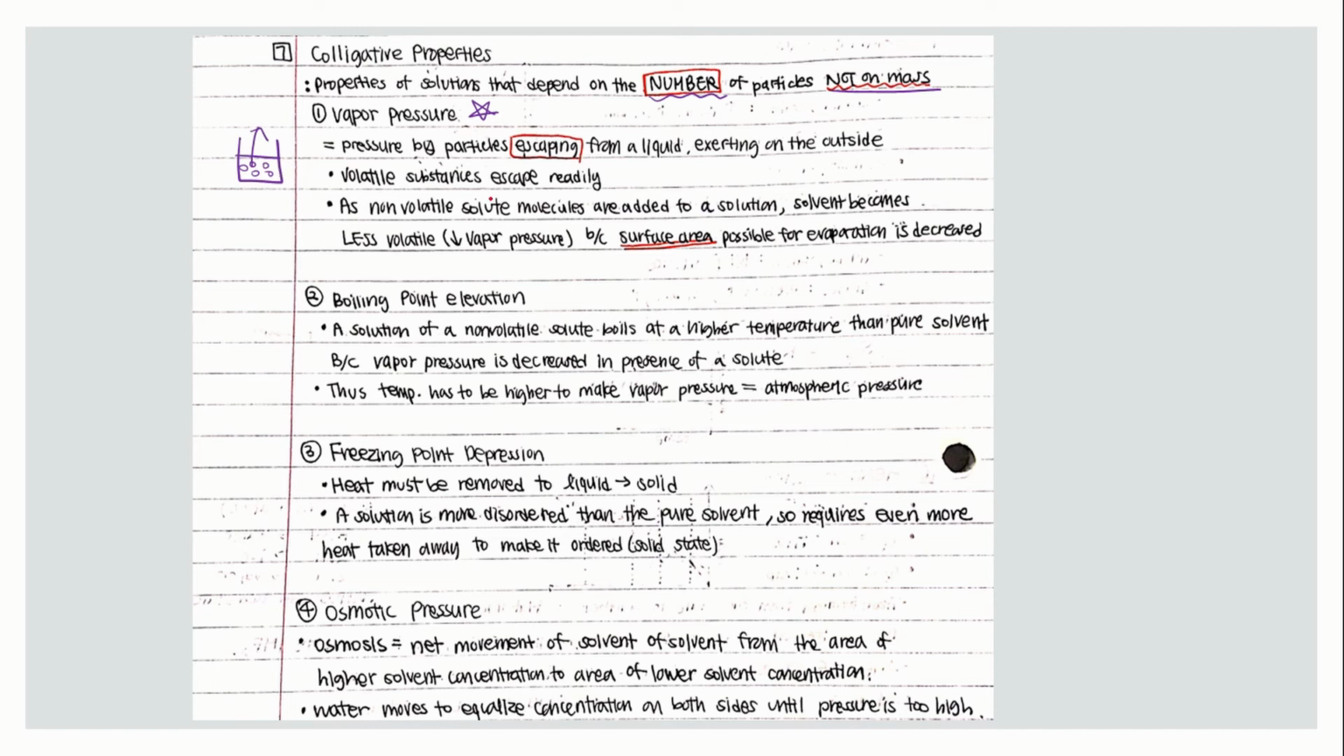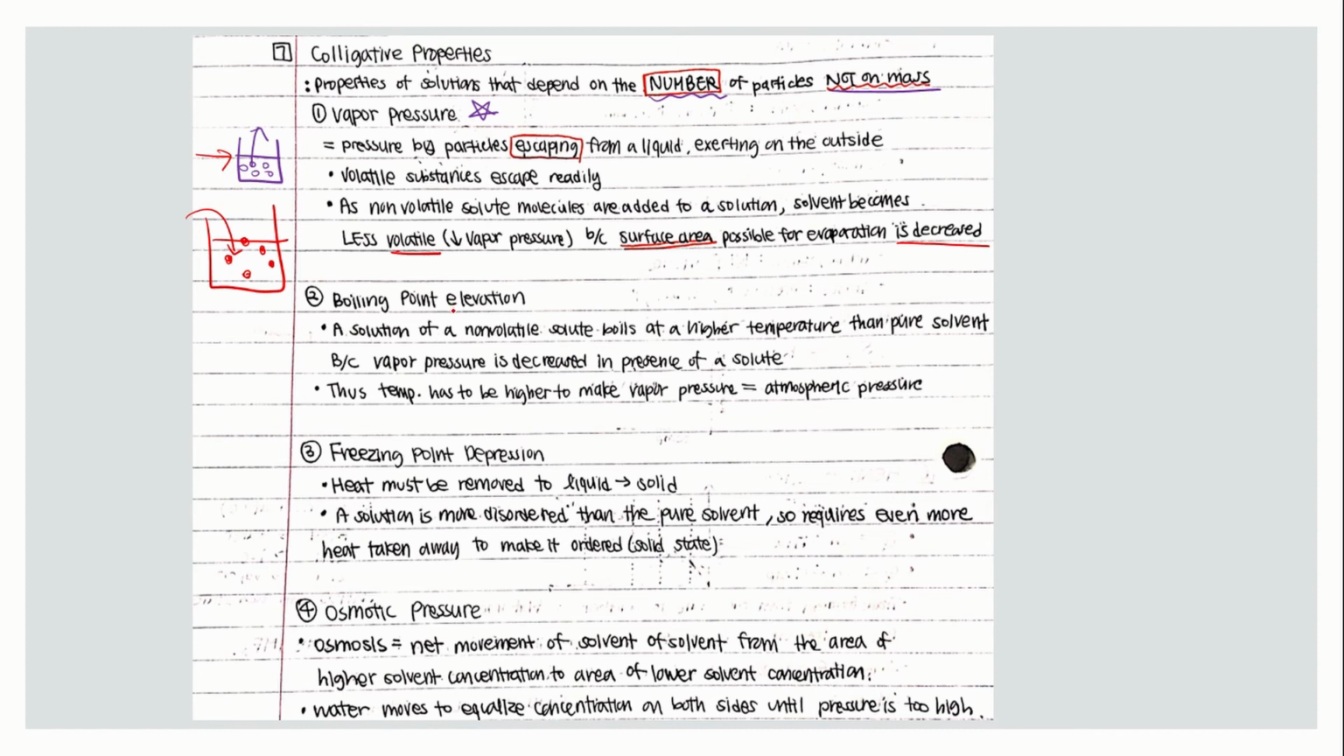becoming a gas. Volatile substances can escape readily, but if non-volatile solute molecules are added, the solvent becomes less volatile and the vapor pressure will decrease, because the surface area possible for evaporation will decrease. So in the solution, if solutes that are not volatile are added, the evaporation will decrease because these non-volatile substances will block the liquids from escaping the solution, which will decrease the vapor pressure.